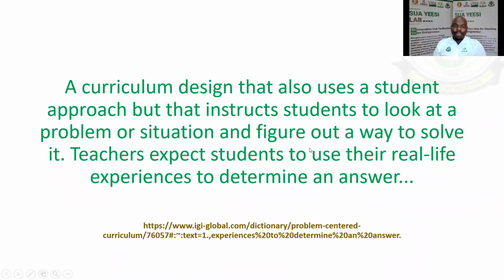So let me explain a curriculum design that also uses a student approach. This is a problem-centered curriculum, or problem-based curriculum. A curriculum design that instructs students to look at a problem or a situation and figure out a way to solve it. So teachers expect students to use their real life experiences to determine an answer.